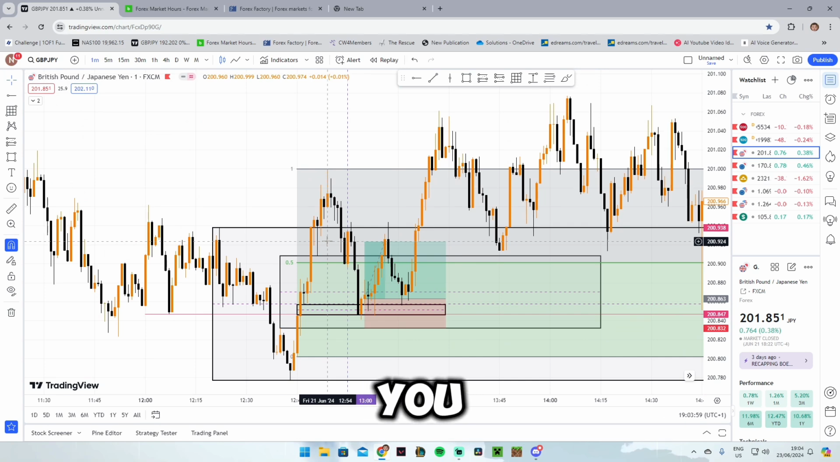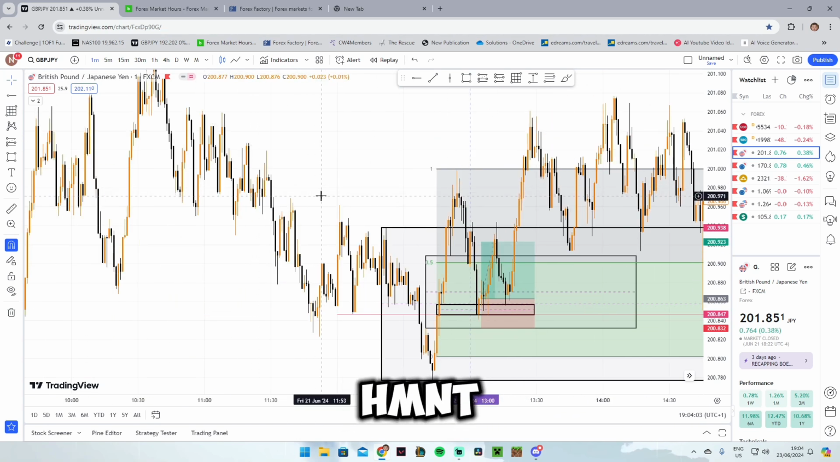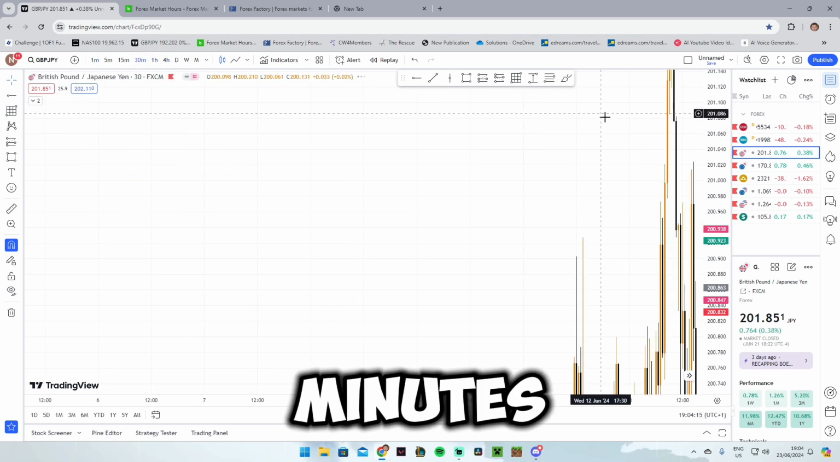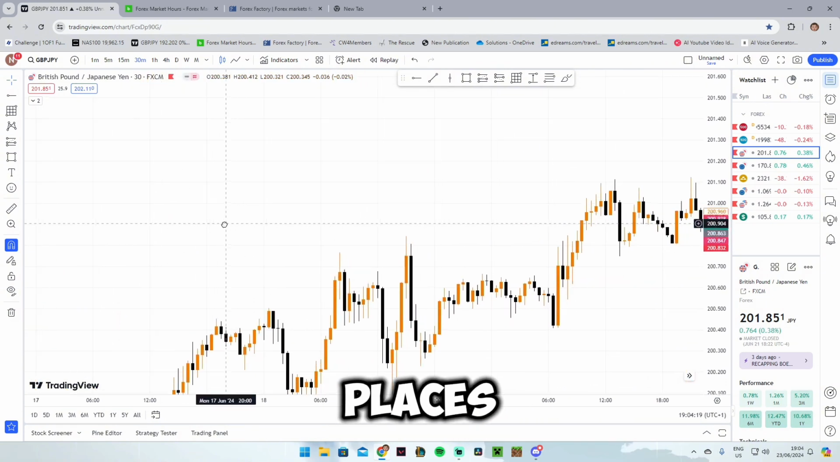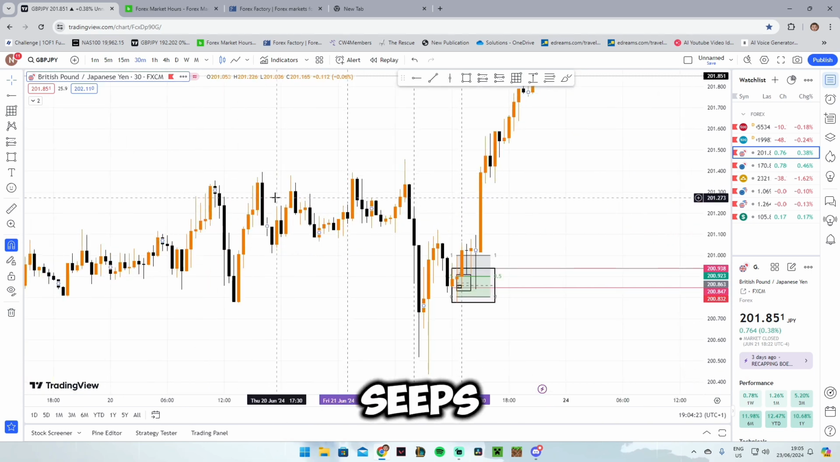And once you get your entry, you're probably like, oh, HMT trades, how do I look for my take profits? Look for the nearest buy side liquidity. Because we have our bias on the 4 hour, 1 hour, 30 minutes, ideally you want to look at liquidity places on the 30 minute or the 1 hour, since we've seen our liquidity sweeps there.